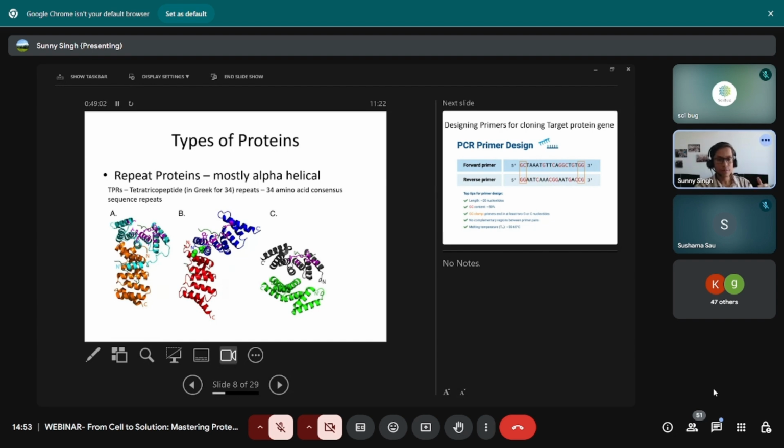Scaffold: when buildings are being built, construction workers build these bamboo staircases to climb on top. So they make scaffolds so that they can actually go on top of buildings. These proteins are similar to those bamboo scaffolds, like bamboo ki seedhi, so that other proteins can come and climb or come and rest. So these proteins have a very important role in protein-protein interaction in our cellular signaling mechanisms.